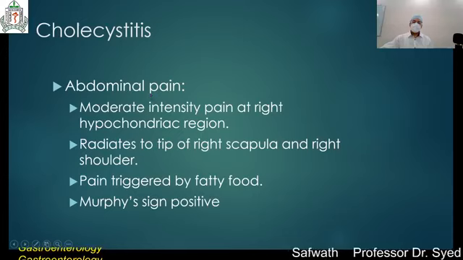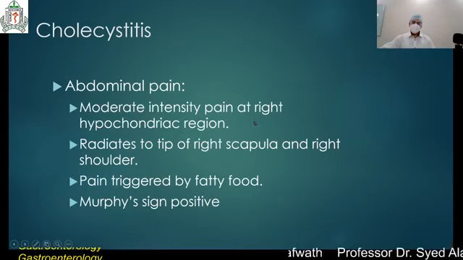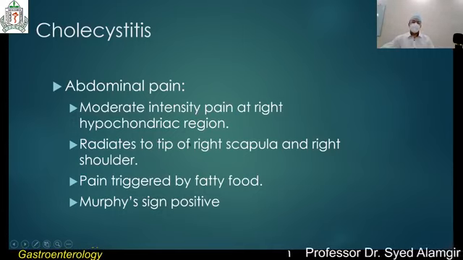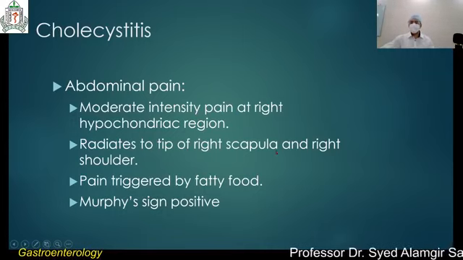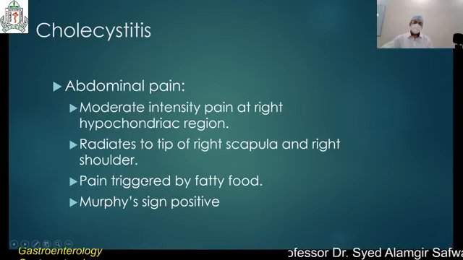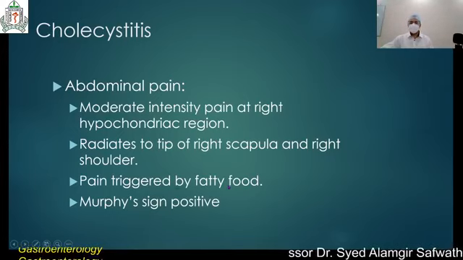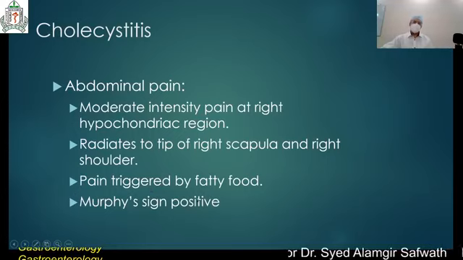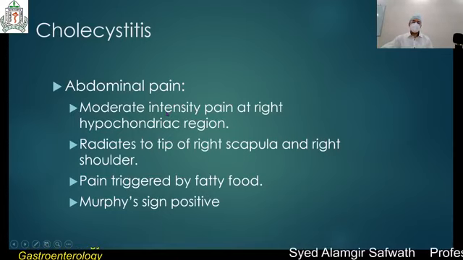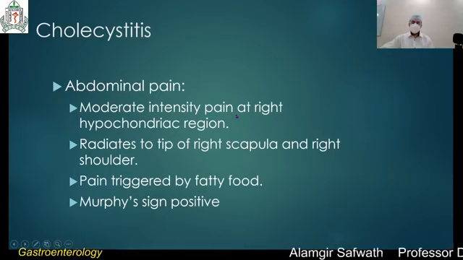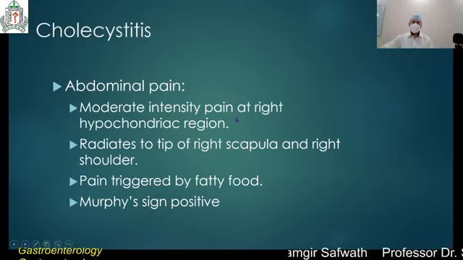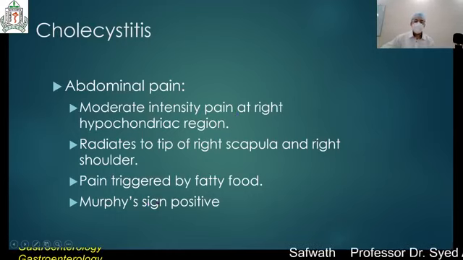In case of cholecystitis, pain in the right upper abdomen, a moderate intensity pain in the right hypochondriac area, which will radiate to the tip of the right scapula as well as the right shoulder, and pain is triggered by fatty food. Here you will find that Murphy's sign is positive. So these are the features of cholecystitis. Right hypochondriac pain, radiating to the right shoulder or tip of the right scapula, aggravated by fatty food, and when you examine the patient, you will find that Murphy's sign is positive.